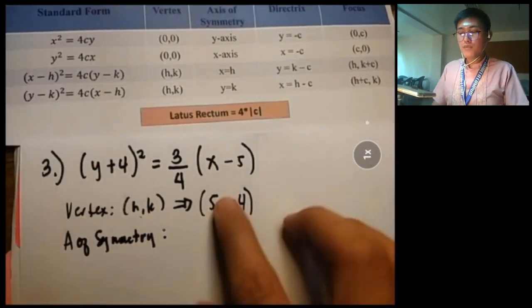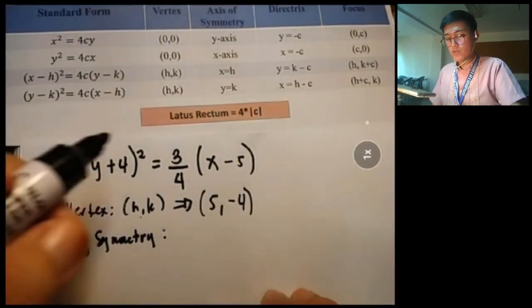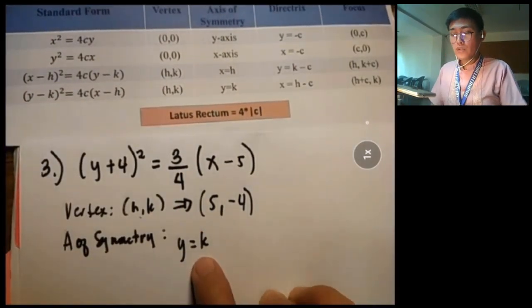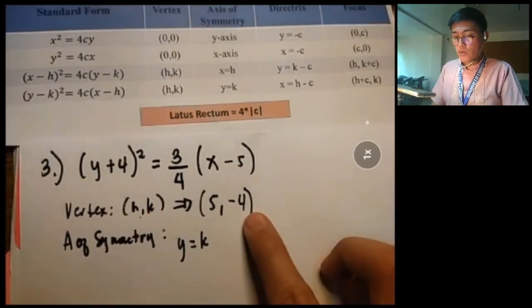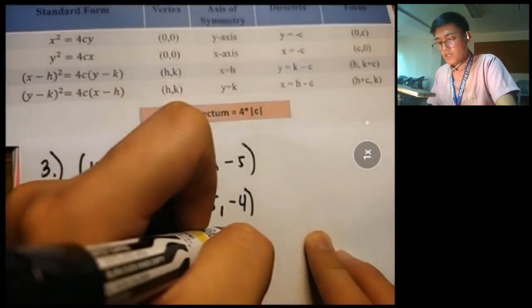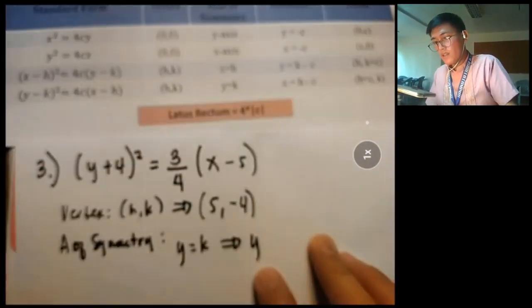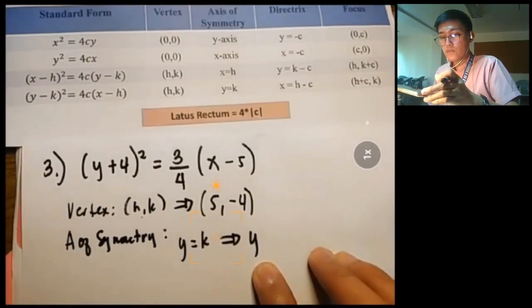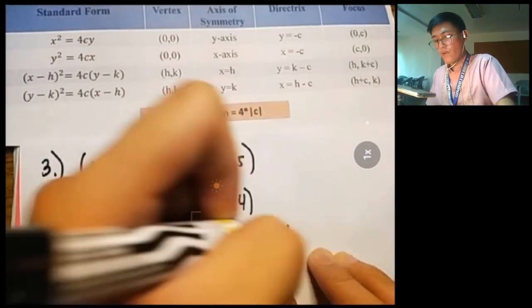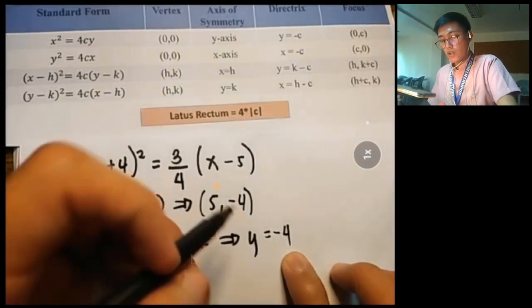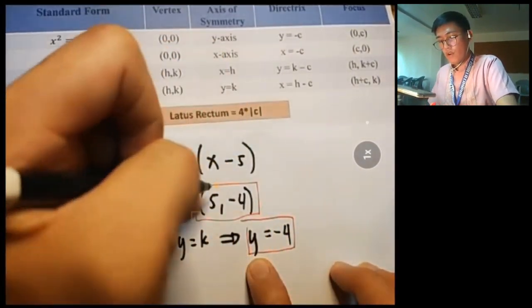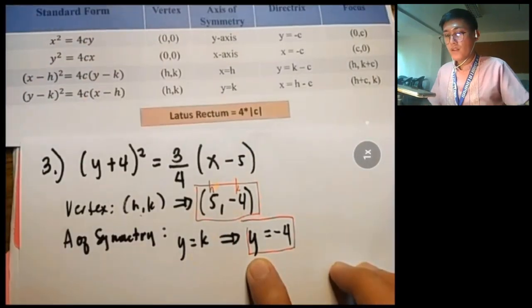Alright, the axis of symmetry has the formula y is equal to k. So where are you going to get the value of k? From the vertex, you already knew that it's negative 4. So just write it down or substitute it here. That is y is equal to negative 4. So that's now the equation of the axis of symmetry. This is our 5, negative 4, h and k.